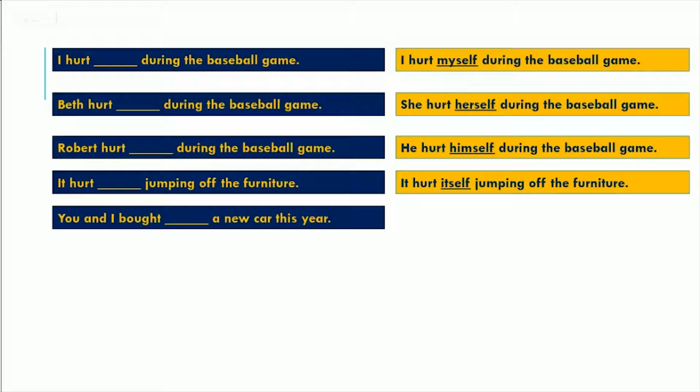And do we know what furniture means? Right, furniture is like chairs, tables. How do you say furniture in Spanish? Can somebody tell me how to say furniture in Spanish? I don't know how to say furniture in Spanish. So we have the next one. You and I bought blank a new car this year. That's the next one. We also have a question.